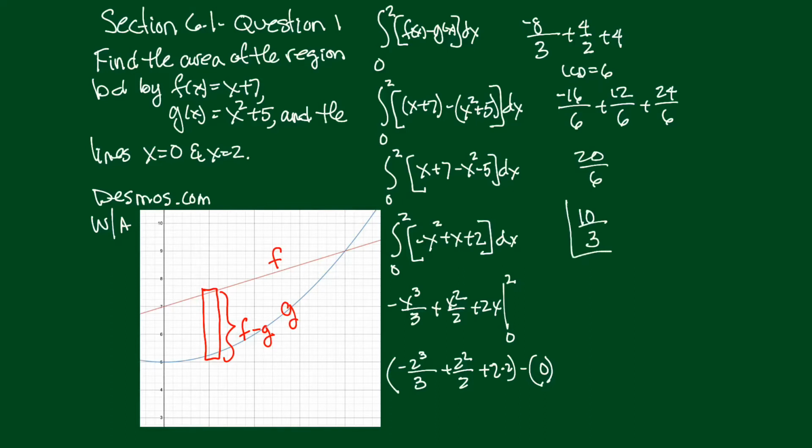All right, so there's our exact area. So this region right here, I'll shade it in yellow, which doesn't show up too well, but the area of that region we can now say is 10 thirds, or about what? 3 1/3 square units.